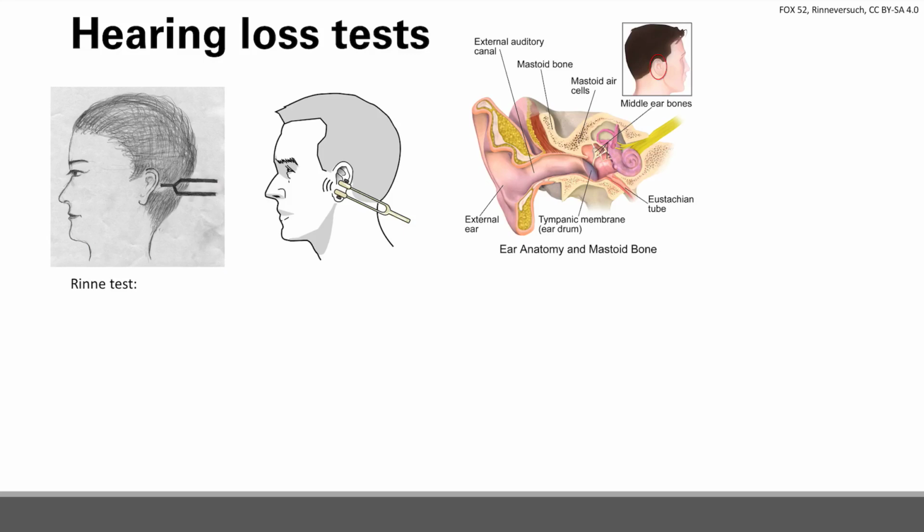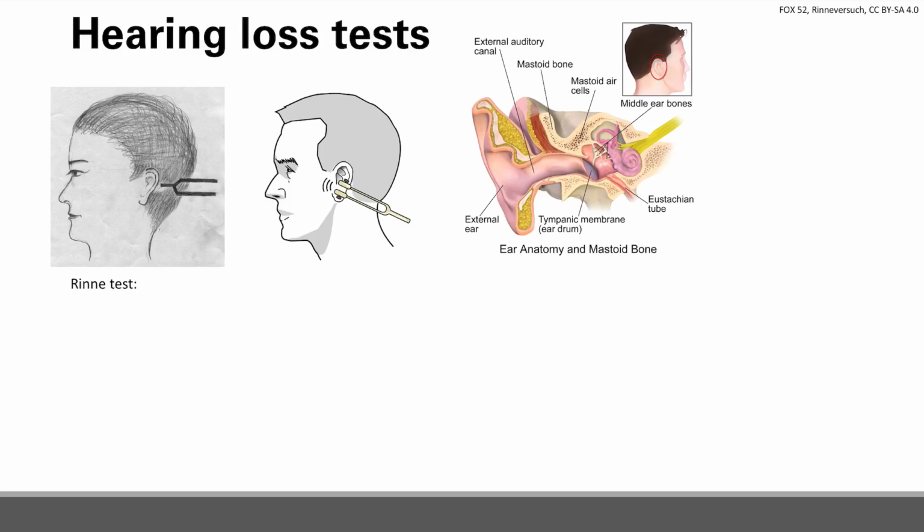So now we're going to look at how to differentiate the two. And we have two tests that we're going to use to differentiate it. The first test is the Rinne test. If you ever learned this, try to recall how we do this. What is the first step? First step is to place the tuning fork on the mastoid, which is the bone right behind your ear.